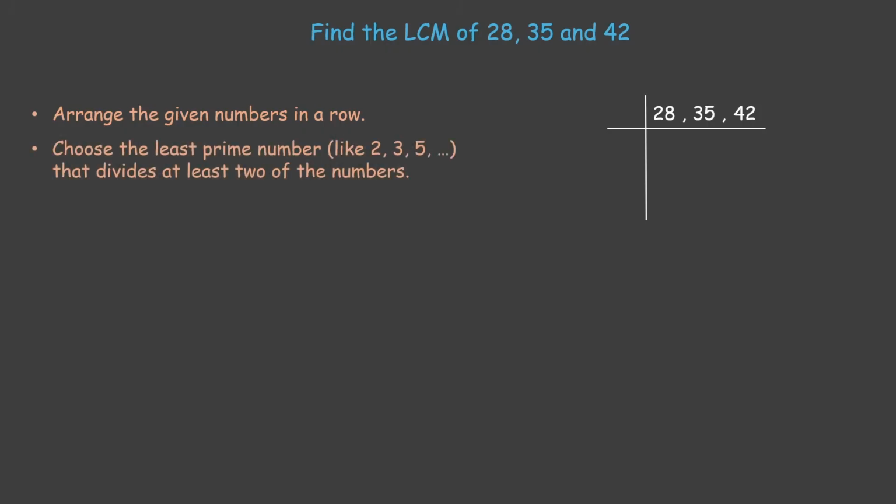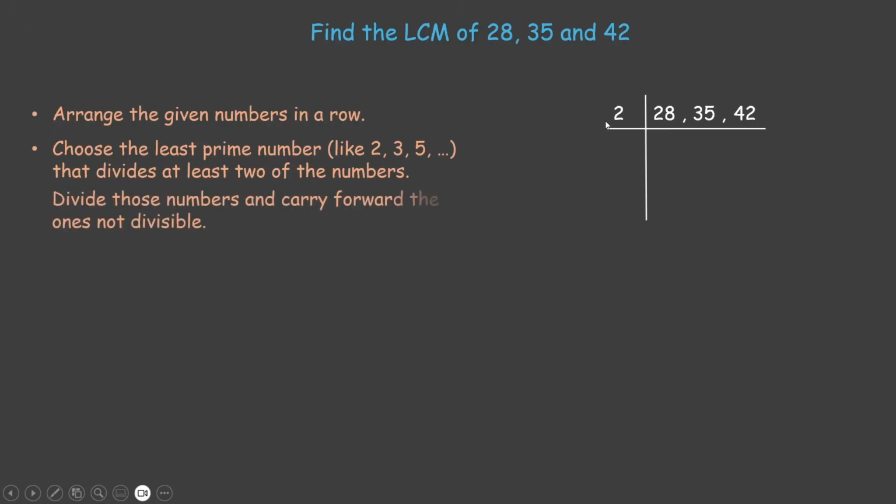Let us look at one more example. This time we are taking 3 numbers. We need to find the LCM of 28, 35 and 42. Once again, we arrange them in a row, and the next step is to choose the least prime number that divides at least two of the numbers. So a very easy method over here is to check for even numbers, because we can just divide them by 2. So 28 and 42, these are two even numbers. Let's divide them by 2.